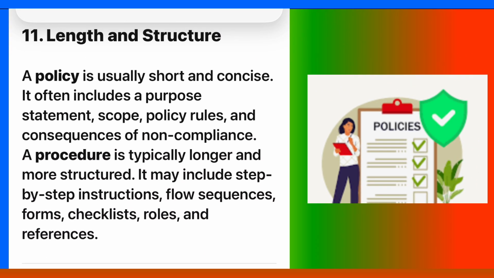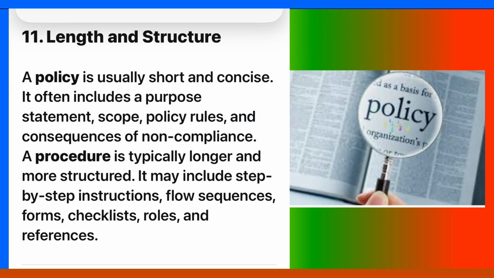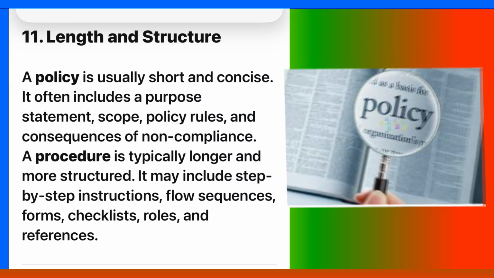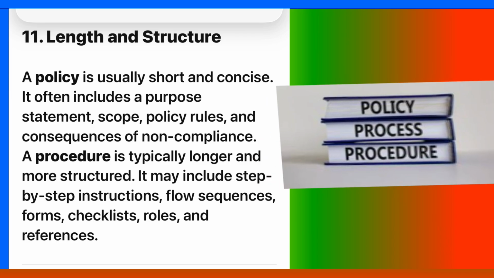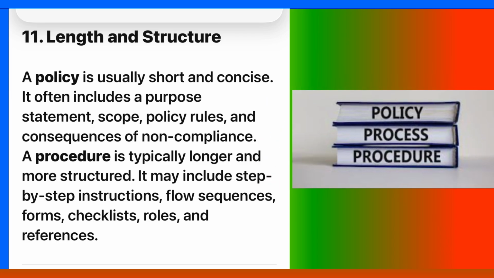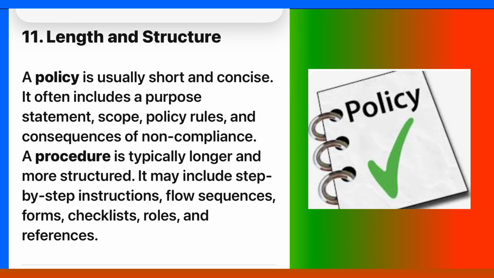11. Length and structure. A policy is usually short and concise. It often includes a purpose statement, scope, policy rules, and consequences of noncompliance. A procedure is typically longer and more structured. It may include step-by-step instructions, flow sequences, forms, checklists, roles, and references.